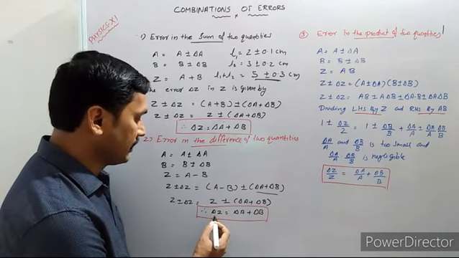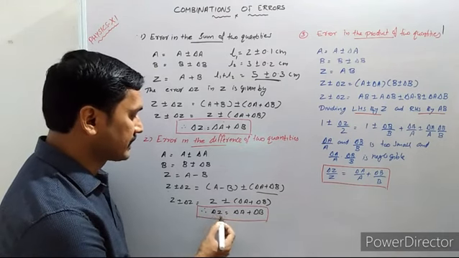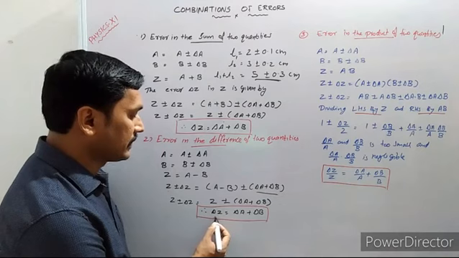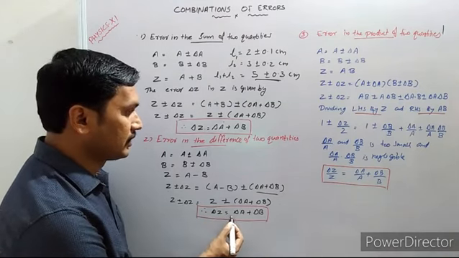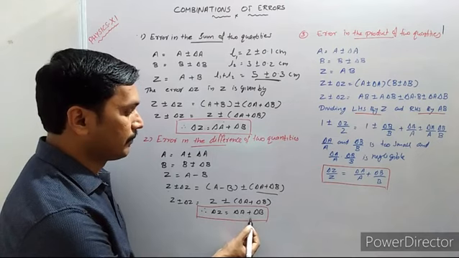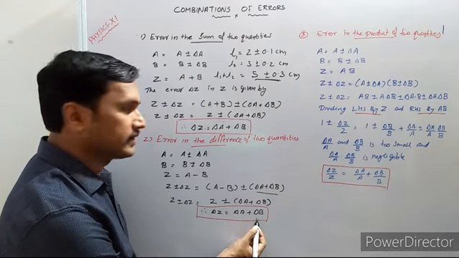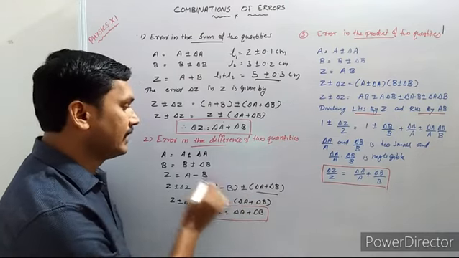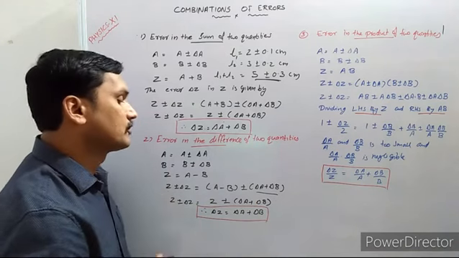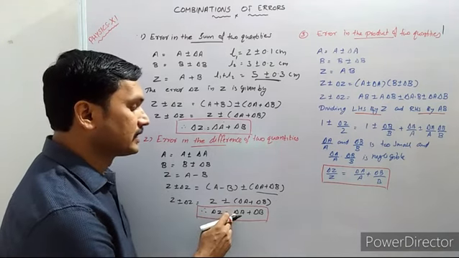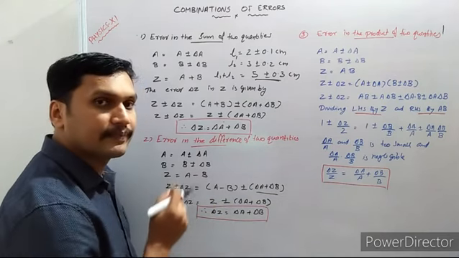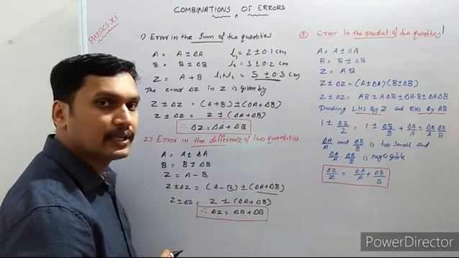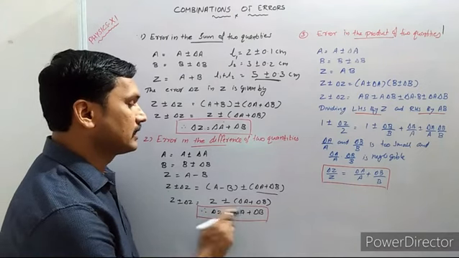By comparing this equation, we have delta Z, that is the maximum possible error in Z, is equal to delta A plus delta B. That is, the maximum possible error in the difference of two physical quantities is the sum of the absolute errors, the sum of absolute errors in the individual readings, delta A plus delta B.